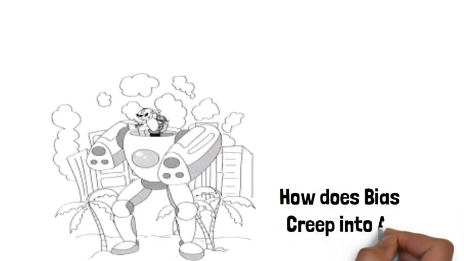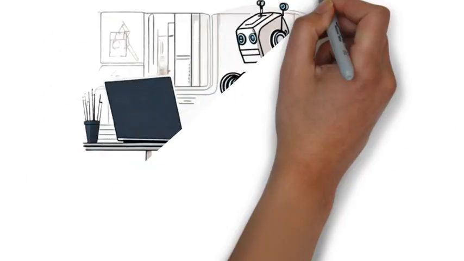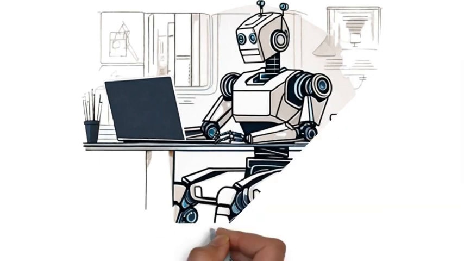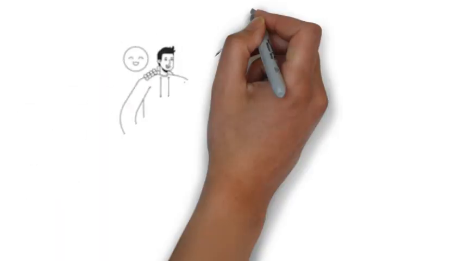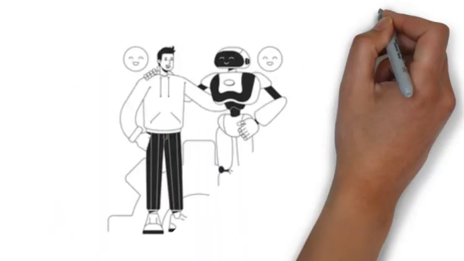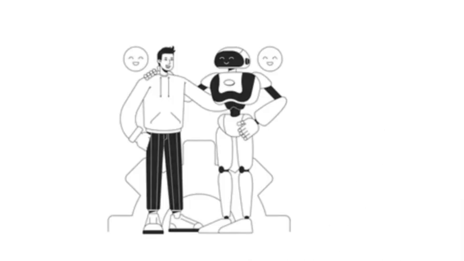So how does bias creep into AI? It usually starts with the data. AI systems learn from the data they're trained on. If that data is biased, the AI will be too. For instance, if a facial recognition system is trained mostly on light-skinned faces, it'll perform poorly on darker skin tones. Similarly, if historical hiring data favors men, an AI hiring tool might learn to do the same.